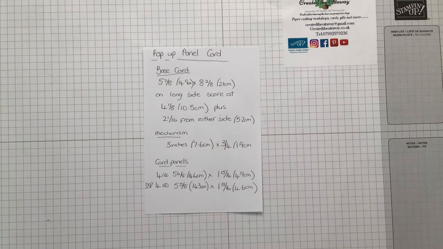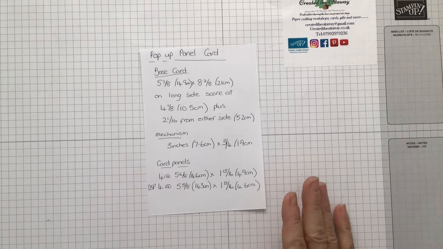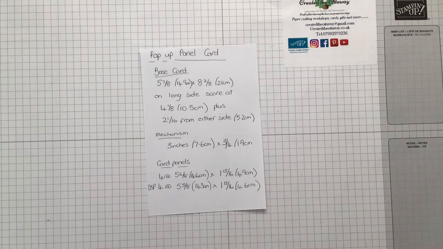It really just starts off as a normal base card, and then we put a few score lines in, add a little mechanism, and it's a ta-da card with a big wow on the inside. So you're not going to use up loads of your stash. You can add as much to it as you want and really make it your own. But the basic card design is very, very simple.